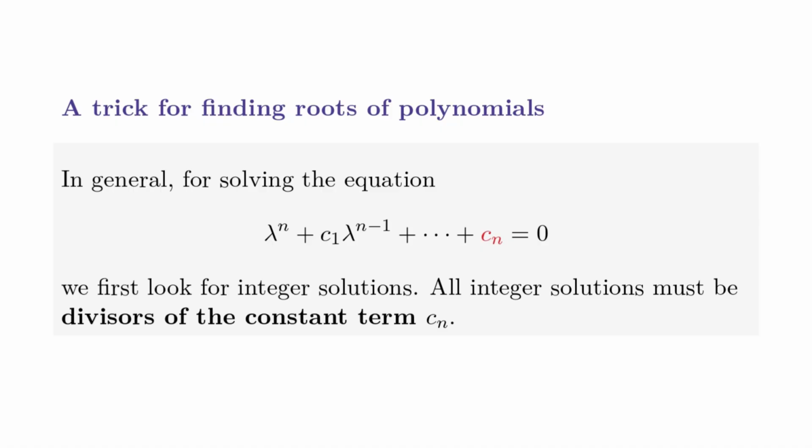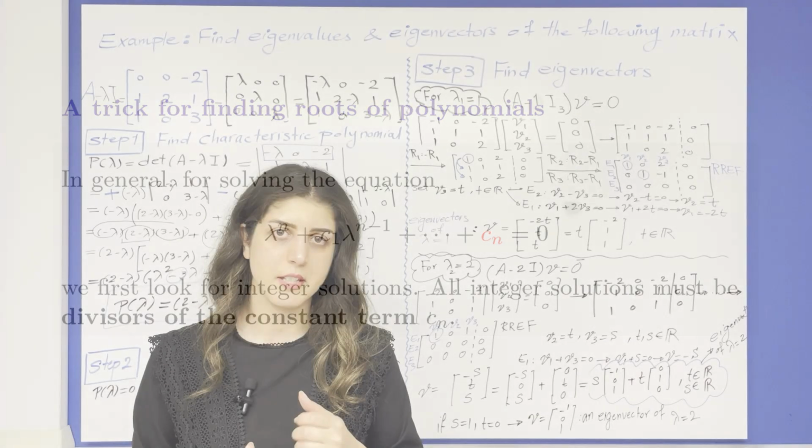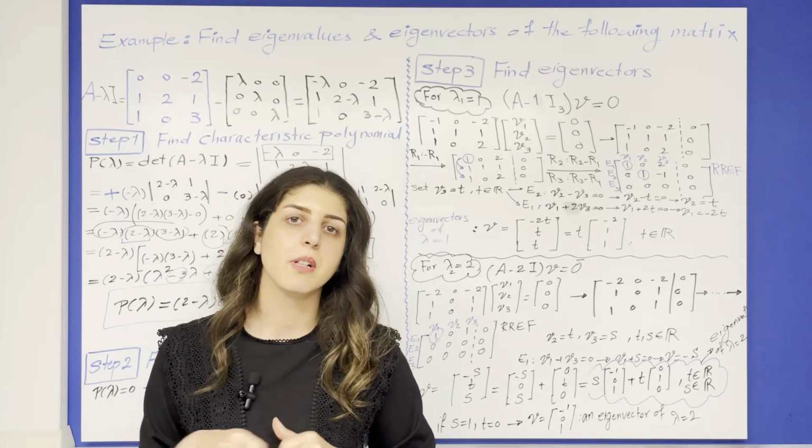So suppose that you have a polynomial of degree n, such as lambda to the power n plus c1 times lambda to the power n minus 1, and so on. So the constant term is cn, and you want to set this equal to 0. In other words, you want to find the roots of this degree n polynomial in terms of lambda. So we first look for integer solutions usually when you want to solve these kinds of equations. And in fact, all the integer solutions must be divisors of the constant term cn. Let's see this in the example we just did.